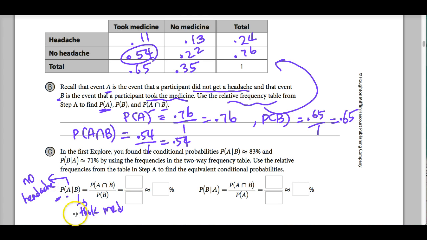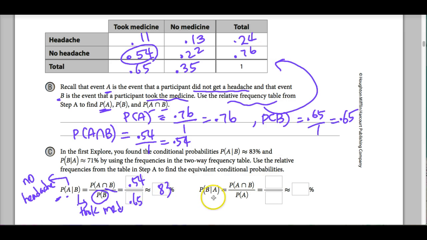Okay, so what is the probability of that? Well, in order for you to find that, you gotta first find the probability of B, and you already got that right here. That's 0.65 over there. And then the probability of A and B, who took the medicine and have no headache, is right here. So if you actually calculate this, you'll find out that this ends up being 83%, which is the same as the stuff you found on top.